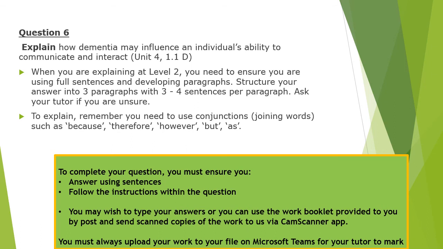Ask your tutor if you're not sure, but you've got to explain. To explain, remember that you need to use the conjunctions, the joining words such as because, therefore, however, but, as, and they will help you to develop that explanation, because you're giving an explanation of what you're writing about. So think about how dementia may influence an individual's ability to communicate and interact. Look at the last slide we talked about, and elaborate on some of those things that are on there.